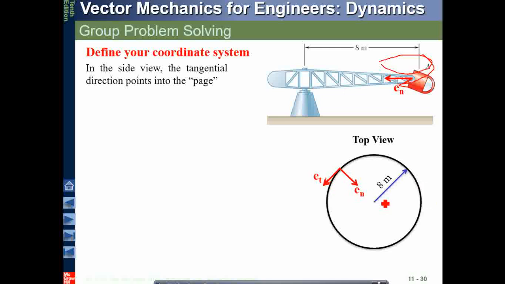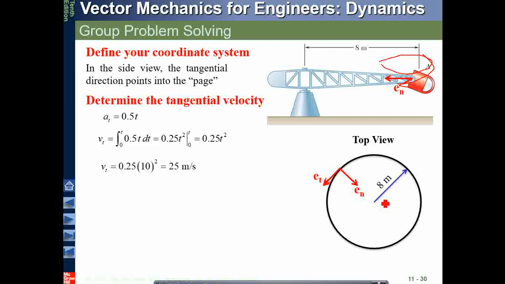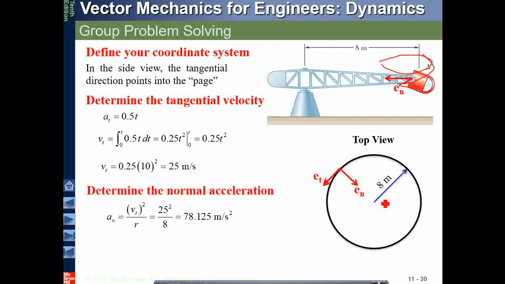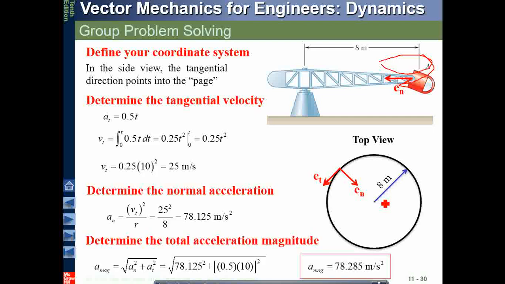The diameter has been given, so you know what to do. You have to obtain the velocity and acceleration. To obtain the acceleration, we have two components. Again, to obtain that, At is given to us. We need to obtain the time. Time we can obtain through the velocity equation, and we can obtain the velocity from here, and then we can obtain normal acceleration.